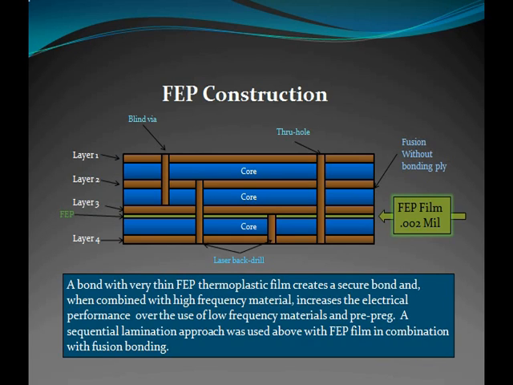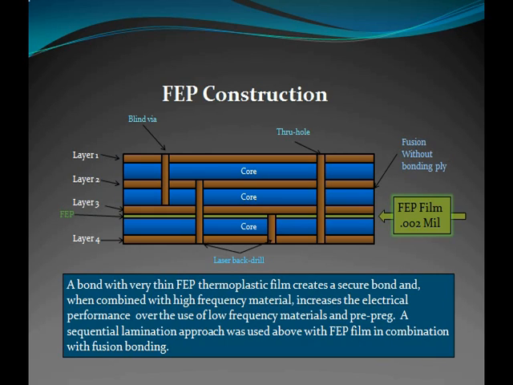Caution must be used when working with FEP film. It must be laminated in temperatures ranging from 500 to 600 degrees Fahrenheit. This is very close to the temperatures used in the assembly process. If not carefully monitored, the reheating of the FEP film can result in delamination at assembly.